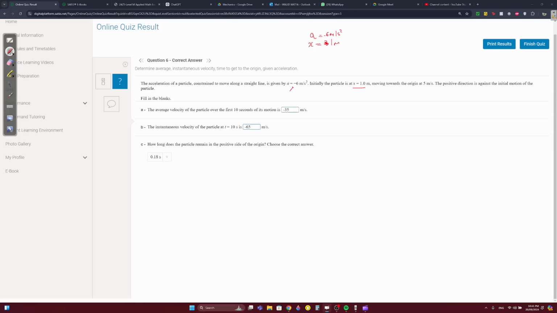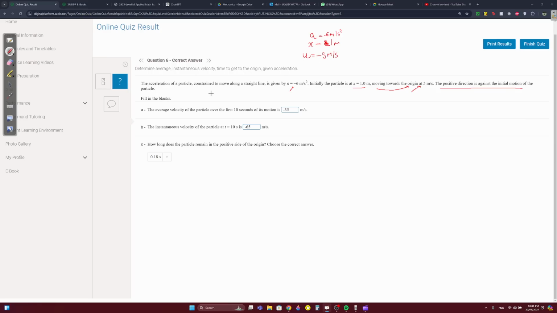Moving towards the origin at 5 meters per second. If you're ever moving towards the origin, that means you're going like this or like this, right? Whenever you're moving towards the origin, are you slowing down? Yes, so your velocity is decreasing. So the initial velocity is not 5, it's negative 5. They even said here the positive direction is against the initial motion. So our motion is against the positive direction, and if something is against the positive, it's negative. That's why my u is negative.